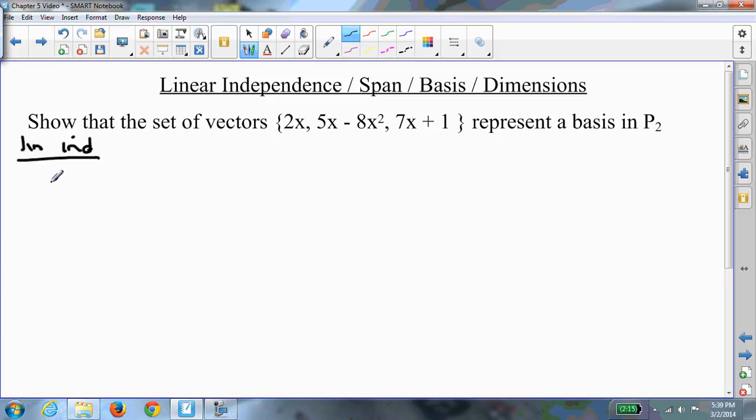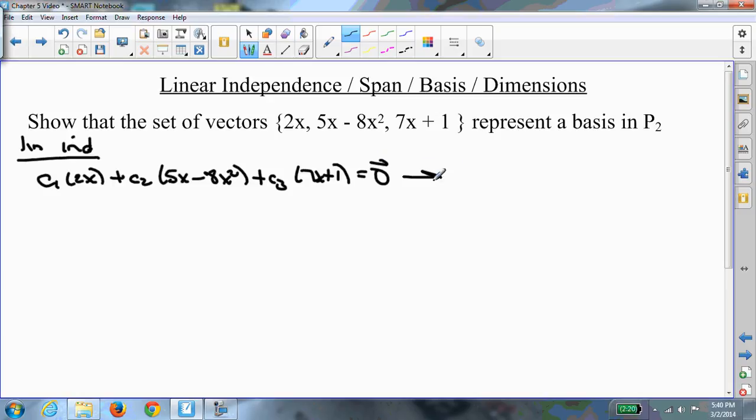Linear independence means if I take c1 times 2x plus c2 times (5x minus 8x squared) plus c3 times (7x plus 1), and I set this equal to the zero vector, this is only true if c1 equals c2 equals c3 equals 0 identically. And again, you can't just substitute in zeros and say that equals 0. The idea is you're solving for c1, c2, and c3. So I'm going to rewrite this as a matrix problem. I'm going to take each of these polynomials and think of it as a vector so that I can put it in a matrix. I'm going to put them in as columns.